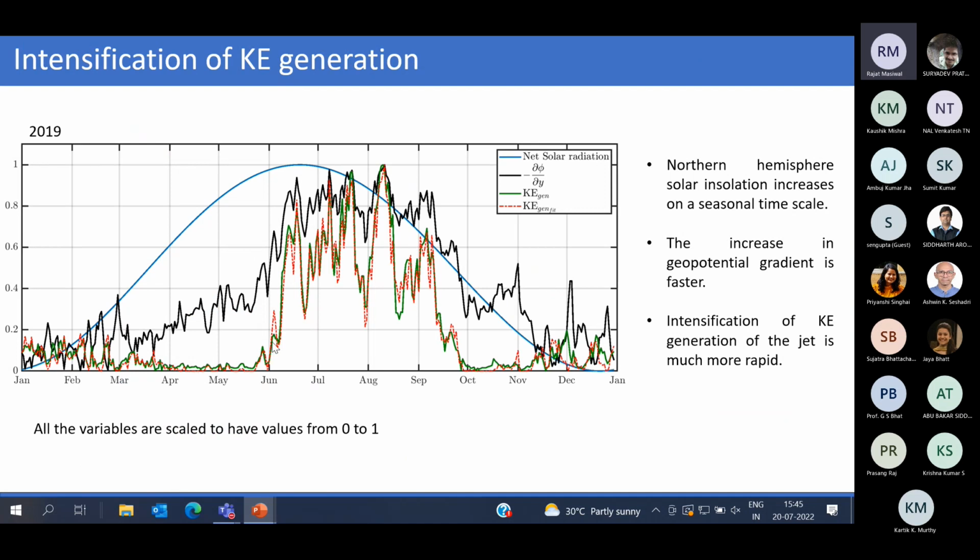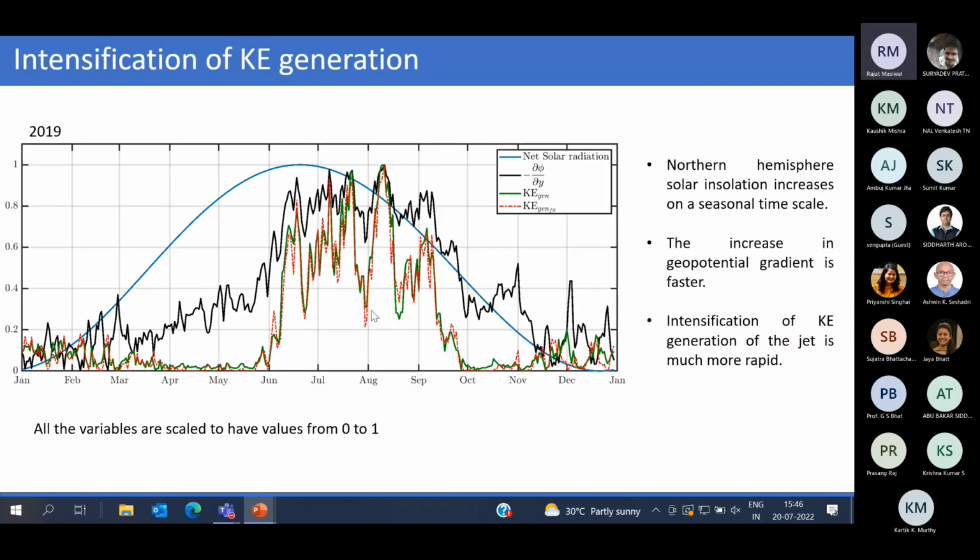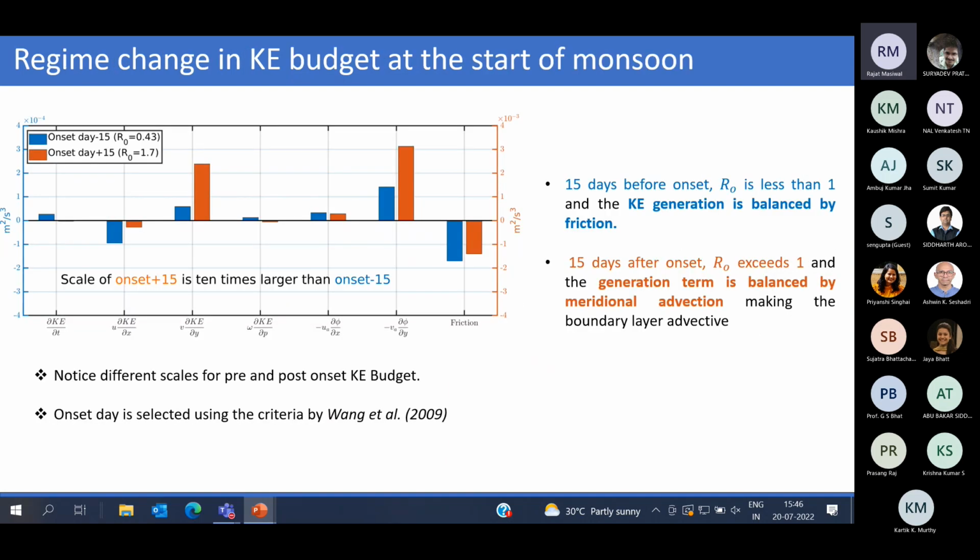And we can see this quadratic model actually performs very well for 2019, and it does for any other year as well. This model only needs a geopotential gradient, and it will give you the kinetic energy generation. Here we can see that the growth of kinetic energy generation is twice as rapid as the geopotential gradient. A point to note is that all these variables are scaled from 0 to 1 using a min-max scaler, so this is just a way of representing the rapidity of the kinetic energy generation.